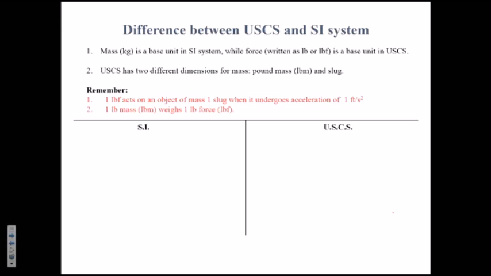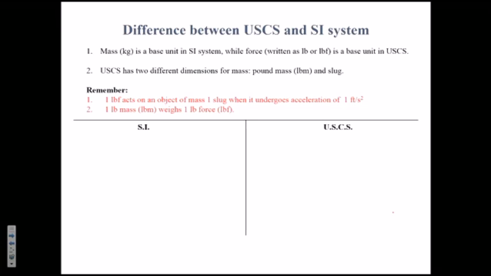The USCS system has two different units for mass. One is the pound mass, and the other is the slug. So there are two units for mass in the USCS system. Then the question is, how do we relate the slug with the pound mass? And which one should we really use in formulas? Those are the things that we want to know.